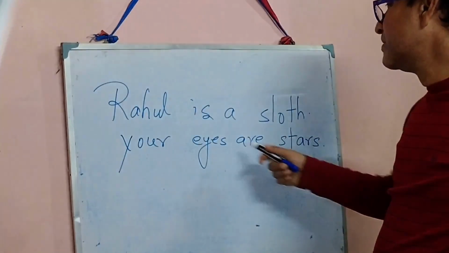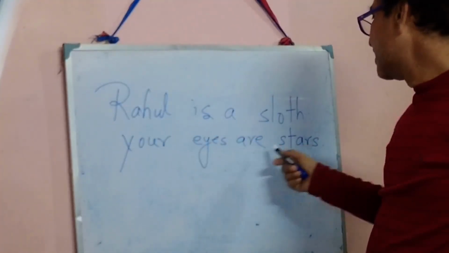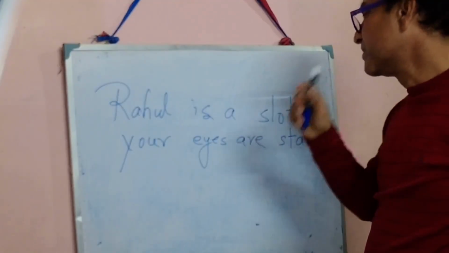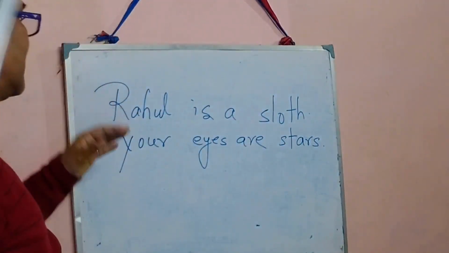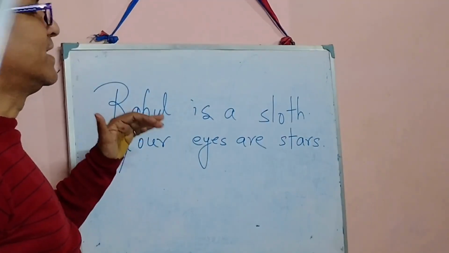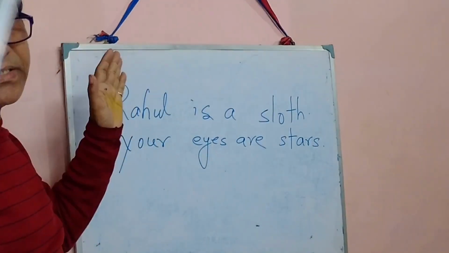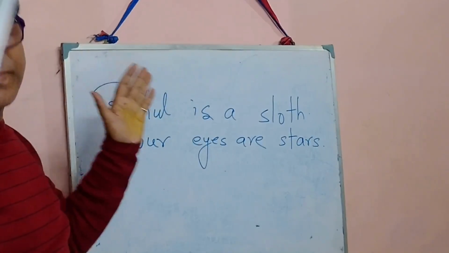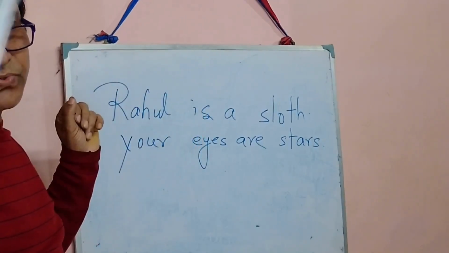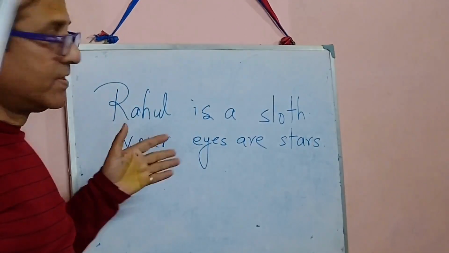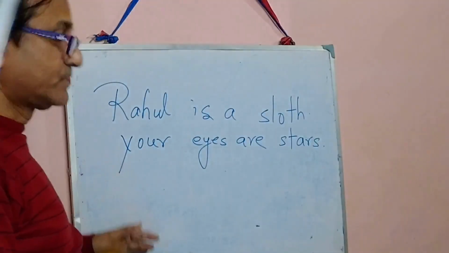So how can it be turned? Your eyes are stars. That means your eyes are shining as brightly as stars, as stars in the night, your eyes are in the night too. Here the comparison is.